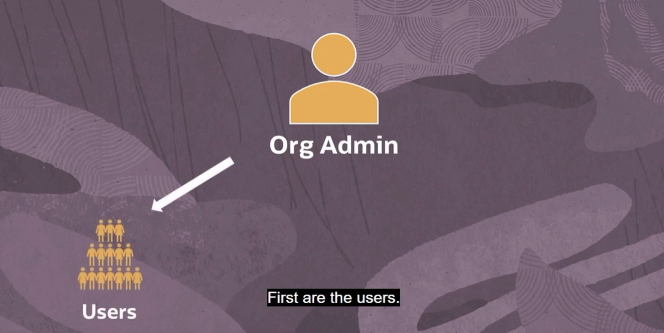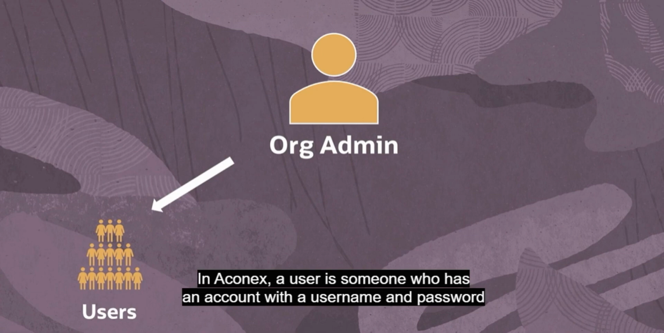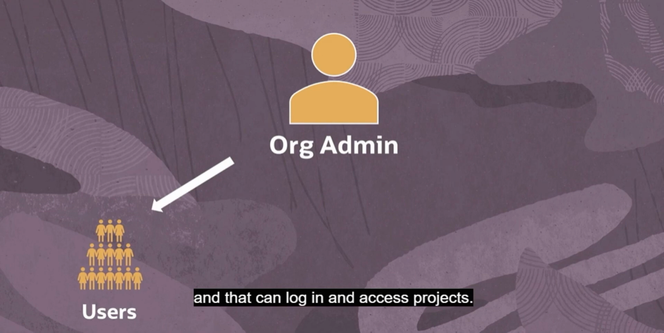First are the users. If you're an org admin, you can only manage people who are part of your organisation and not other organisations. In Aconex, a user is someone who has an account with a username and password and that can log in and access projects.